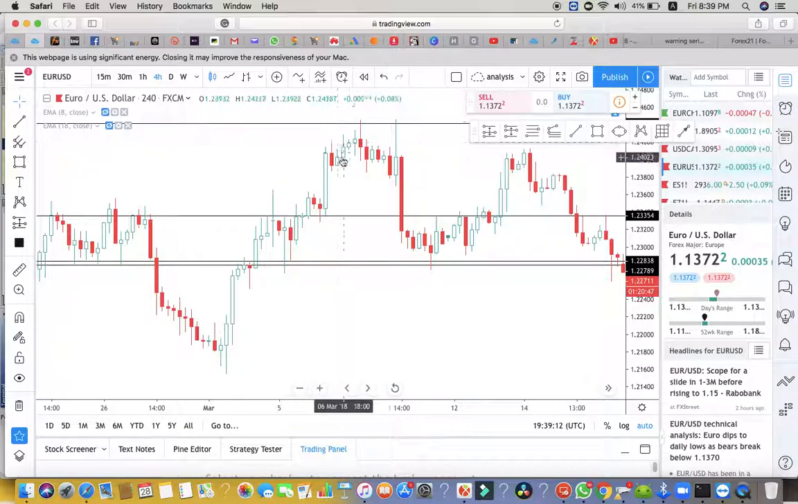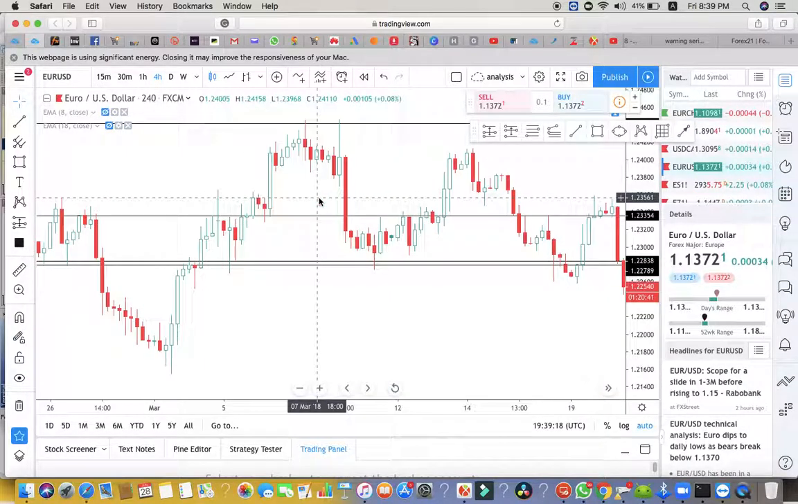All right, one is to two. I mean, you're risking 1% to get two. Is that not perfect? It's perfect. All right, so that's how you take a trade.